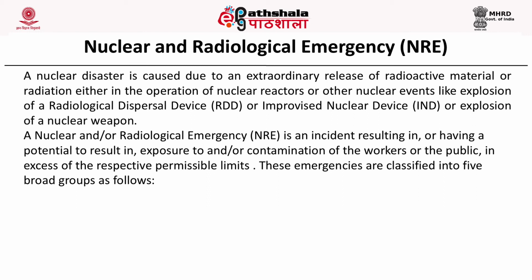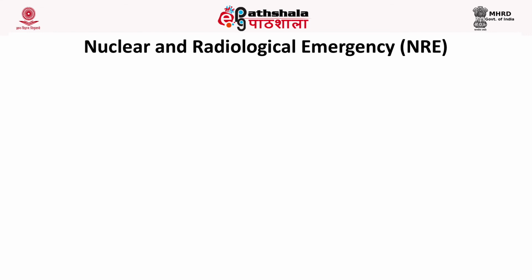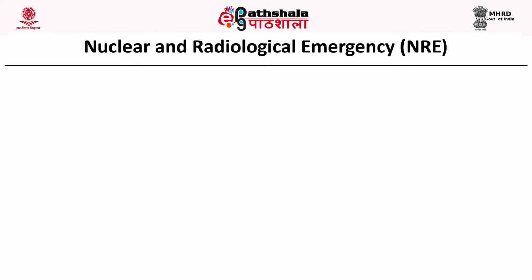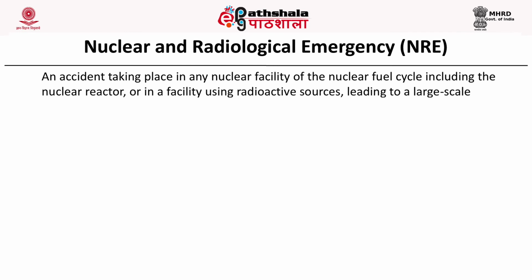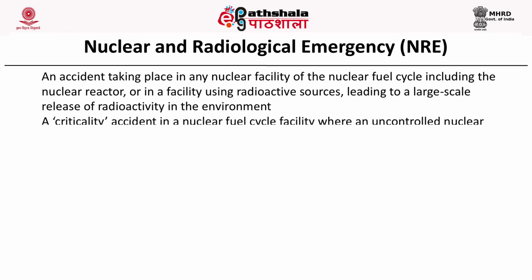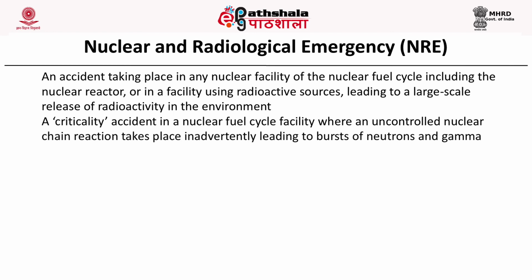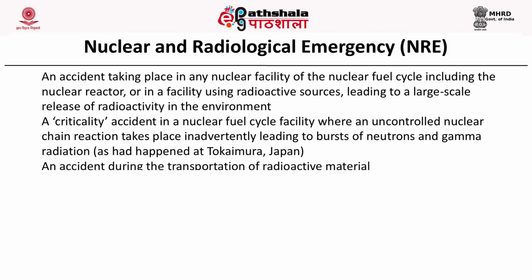These emergencies are classified into 5 broad groups. The first one is an accident taking place in any nuclear facility of the nuclear fuel cycle, including the nuclear reactor, or in a facility using radioactive sources, leading to large scale release of radioactivity in the environment. The second is a criticality accident in a nuclear fuel cycle facility where an uncontrolled nuclear chain reaction takes place, inadvertently leading to bursts of neutrons and gamma radiation, as happened in Japan.